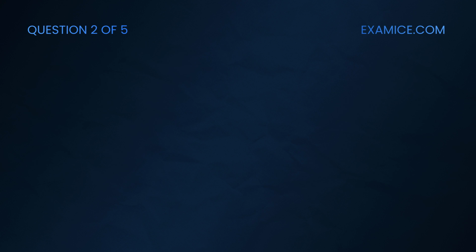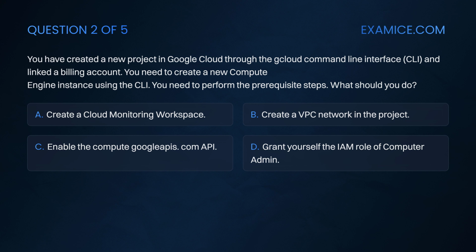Question 2. You have created a new project in Google Cloud through the gcloud command line interface and linked a billing account. You need to create a new Compute Engine instance using the CLI. You need to perform the prerequisite steps. What should you do?